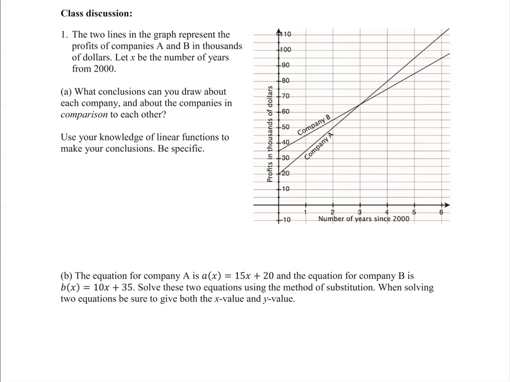The two lines in the graph represent the profits of companies A and B in thousands of dollars. Let x be the number of years from 2000. Letter A, what conclusions can you draw about each company and about the companies in comparison to each other? So you will see here, this is company A, and this is company B. So green and blue.